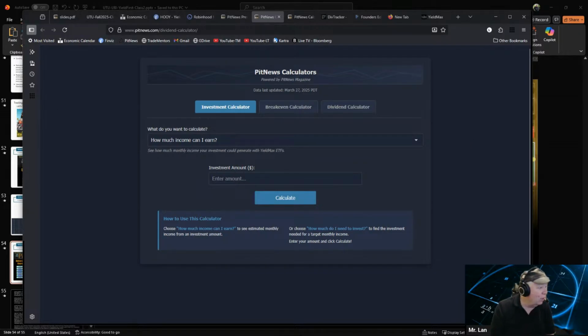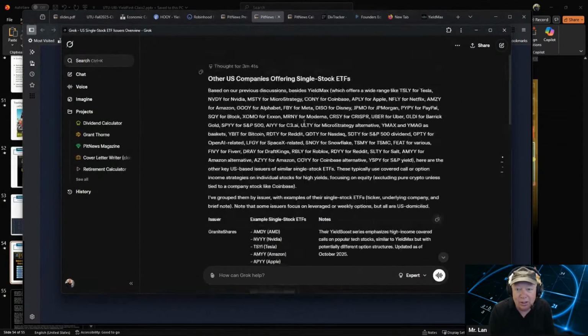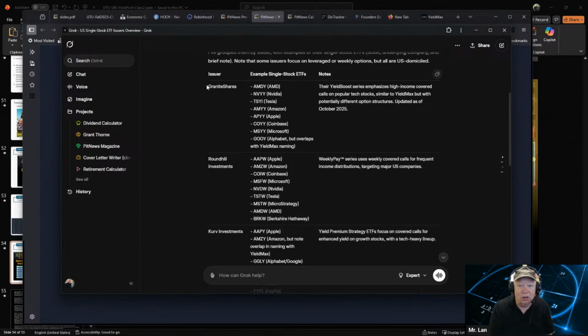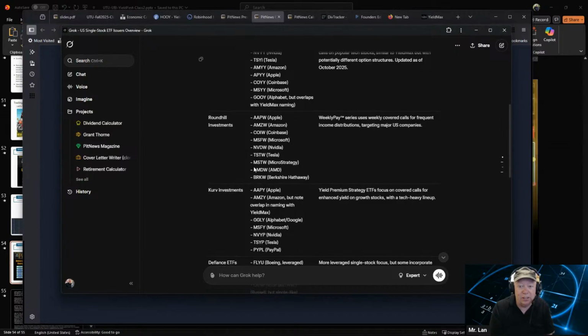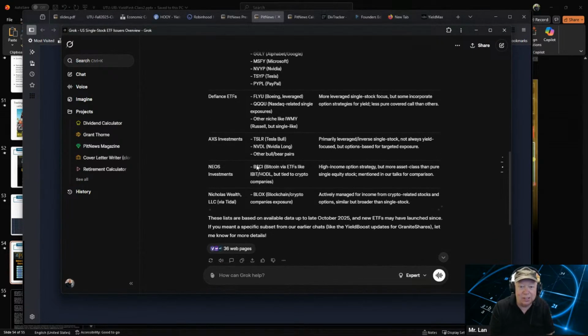And what I want is to add some of the new funds into it that we talked about last Wednesday. So these are all the funds from, and Grok didn't do a very good job of listing them, but these are all the funds from the YieldMax management firm. YieldMax is one of the firms that manages all these ETFs. And then this is the Granite Shares list right here, much smaller list. And then this is the Round Hill list. And then this is the Curve list. This is the Defiance list. This is the Axis list. This is the Neos list. This is the Nicholas Wealth list.